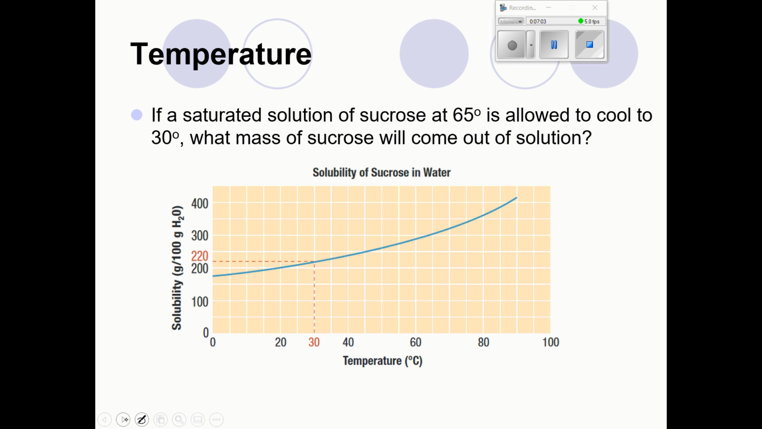How about this? What if I had a saturated solution at 65 and it's allowed to cool to 30 degrees? This is kind of like our rock candy example. Here we go. We're at 65 degrees, and then we cool it down to 30 degrees. I can't hold as much. So at 30 degrees, I can only hold 220 grams. At 65 degrees, I can hold about, I don't know, maybe 310 grams.